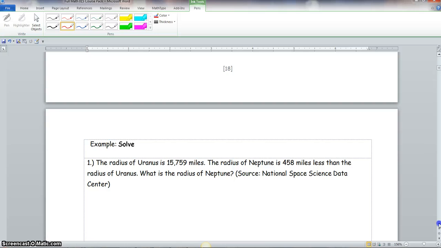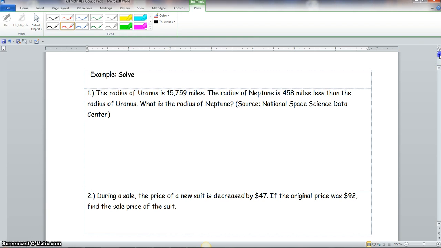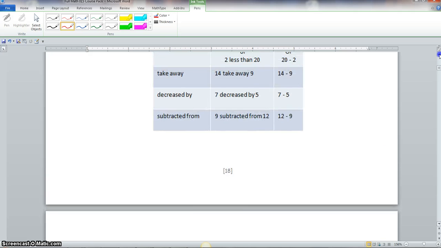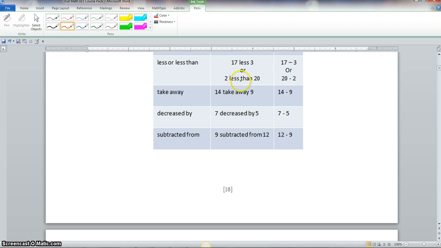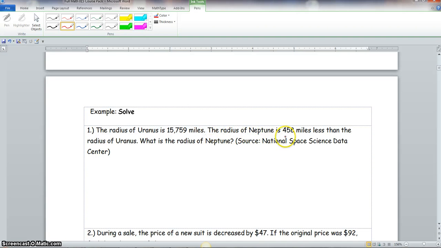Now we scroll down here. We have example 1. The radius of Uranus is 15,759 miles. The radius of Neptune is 458 miles less than the radius of Uranus. What is the radius of Neptune? Now, when we look here at the words less than, you see less than here, the second value went first. So 2 less than 20, so we go down here. It says that the radius of Neptune is 458 miles less than the radius of Uranus.